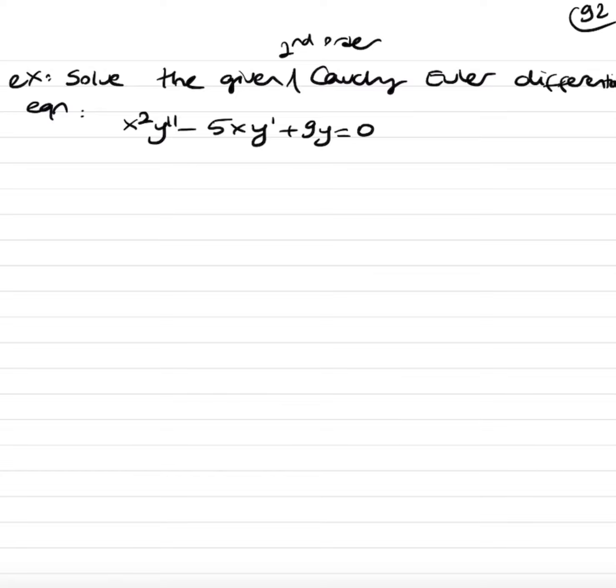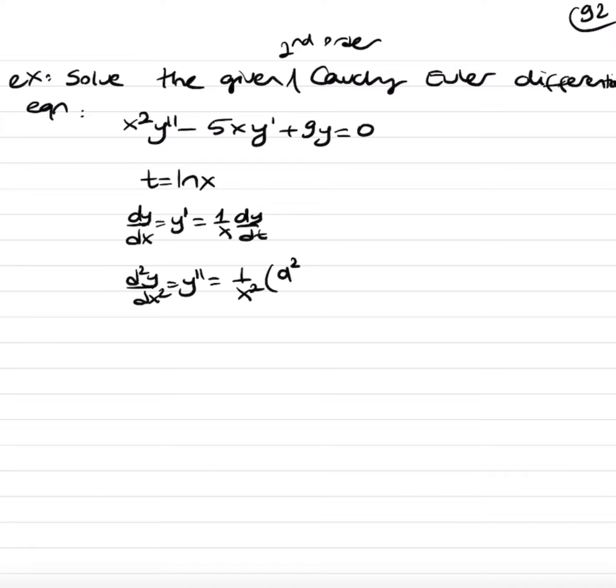But this method will work for any order, as we said. So we will substitute t is equal to ln x. Then what about dy over dx? We will write y prime is equal to 1 over x dy over dt, and y double prime is 1 over x squared times d squared y over dt squared minus dy over dt.